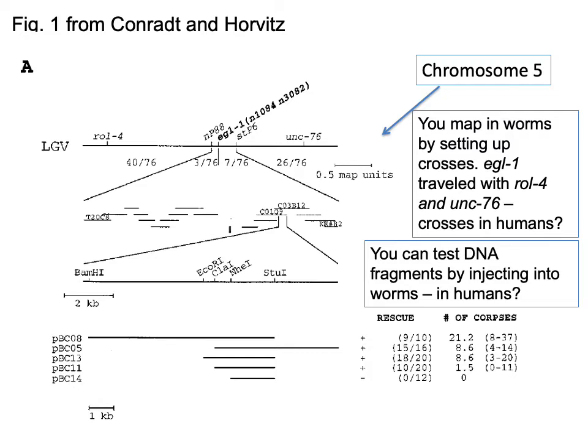Again, we can't do this in humans because we're not going to be testing the right DNA fragment by injecting DNA fragments into any kind of human. So the approach to validate the genes is going to be a little bit different. But conceptually, we have the same process, mapping leading to cloning.